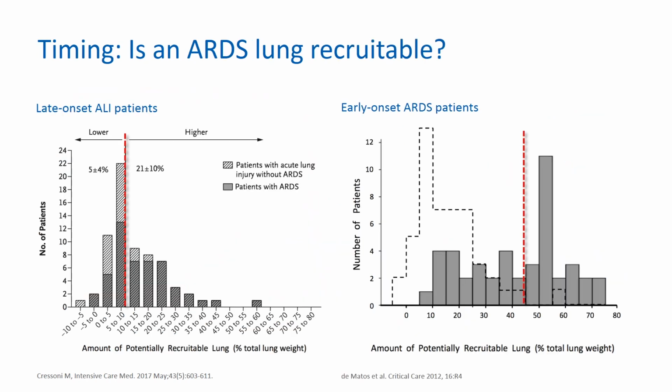These two studies, with larger sample sizes, measured the amount of potentially recruitable lung using the CT scan method in early onset ARDS on the right side and late onset ARDS patients on the left part of the screen. The amount of potentially recruitable lung is higher for early onset ARDS. Both studies showed a large variability between patients. Some patients have a very small amount of potentially recruitable lung, some have a very large amount. Hence, the recruitment strategy should be adapted to the amount of potentially recruitable lung.